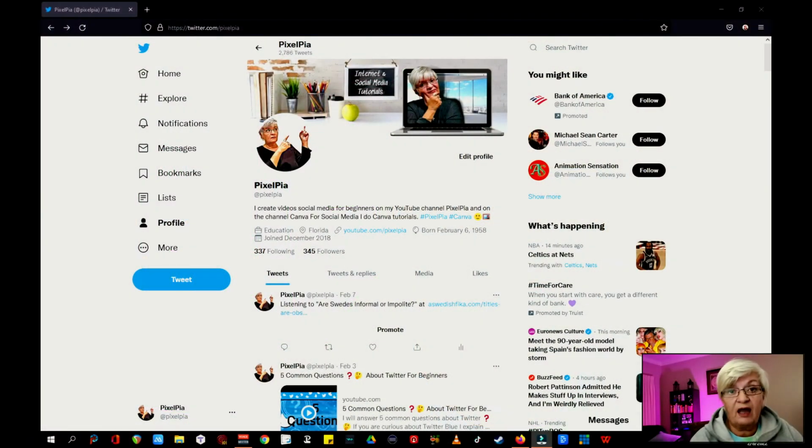When did you take a look at your Twitter profile the last time? Hi, I am PixelPia, and today I will talk about 5 steps you can take to improve your Twitter profile. I have actually updated this today, but before that it was quite a long time since I did anything.